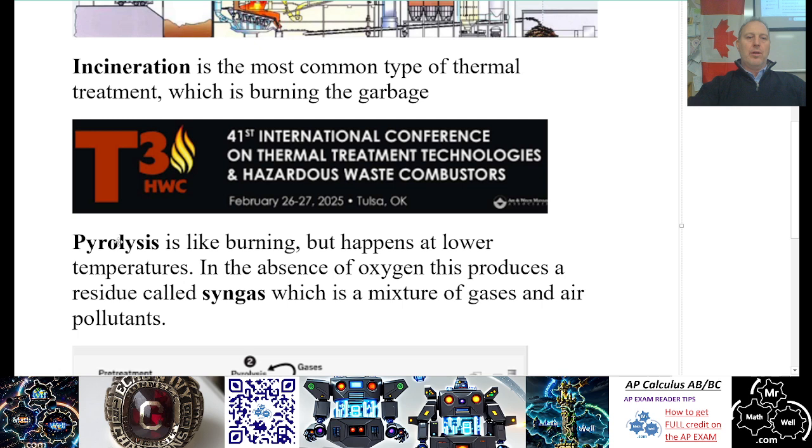Okay, so pyrolysis. No, pyrotechnics, right? That's like explosions and fireworks. So pyro is another word prefix for burning or igniting in some way. Pyrolysis is like burning, but it happens at lower temperatures in the absence of oxygen. So it's not traditionally incineration. It does produce other residues. One common one is called syngas, which is a mixture of gas and air pollutants. So it's kind of nasty stuff. Basically, pyrolysis is cheaper and happens at lower temperatures, but you produce this partially incinerated gross gas that you have to deal with.